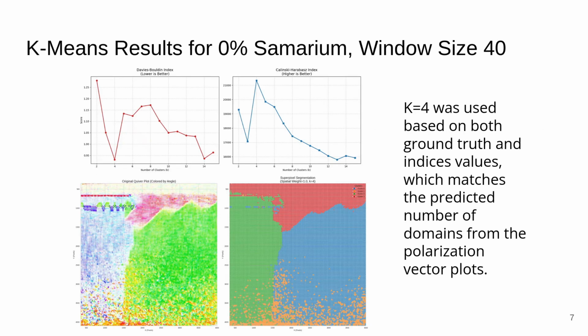Here are those plots. You can see in the two Davies-Bouldin and Calinski-Harabasz index plots that the optimal number of clusters is 4, which is an independent verification of our number of predicted domains based on visual analysis of the images and our polarization vector plots. You can also see below the original quiver plot and the plot with our assigned clusters overlaid.